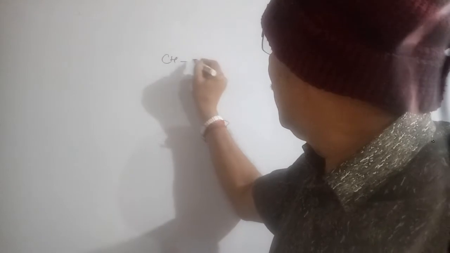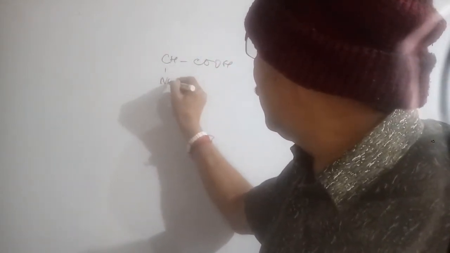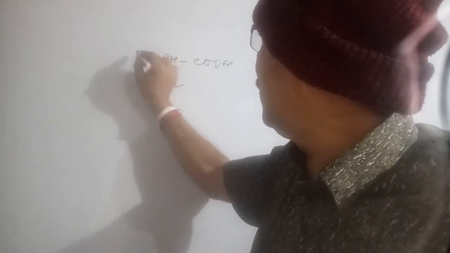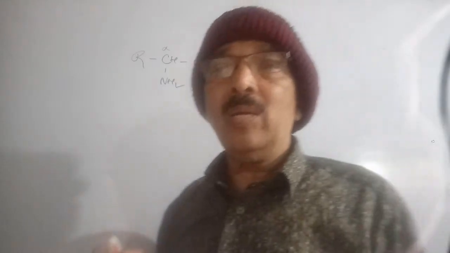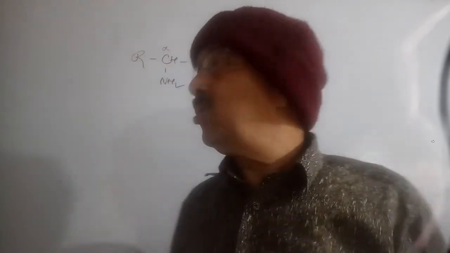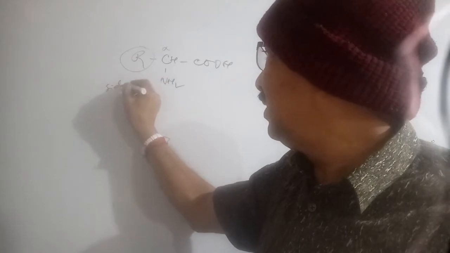CH, COOH, NH2, and here is your R. This is the alpha carbon. To the alpha carbon, when the amino group is present, it is called an alpha amino acid, and R is your side chain.